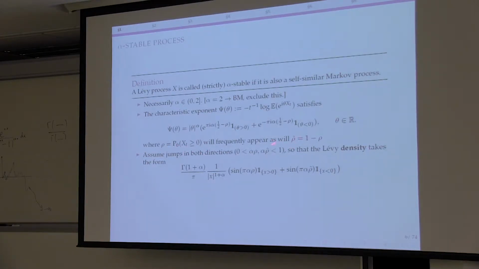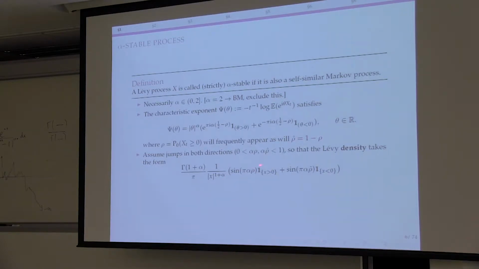You'll see lots of hats hanging around in my lecture notes. A hat just means the negative of the corresponding process. So if it's an x hat stable process, it means minus the stable process. So of course its positivity constant is just 1 minus rho. Rho hat is 1 minus rho.